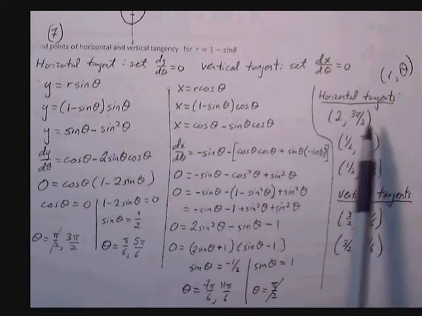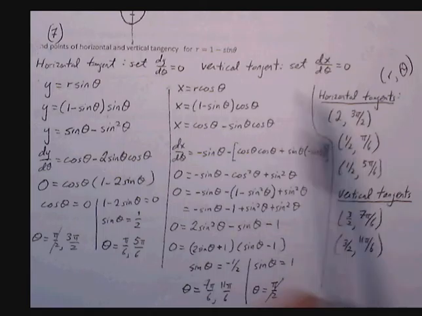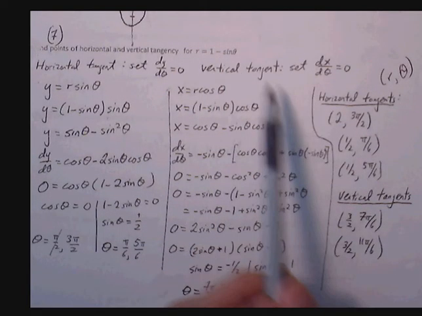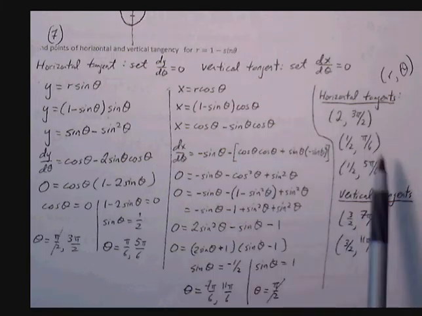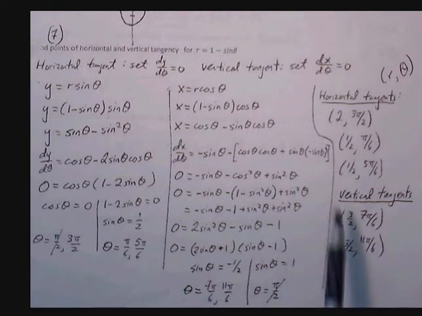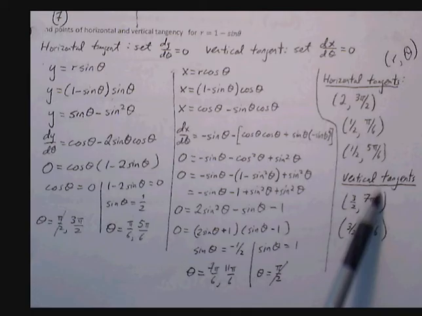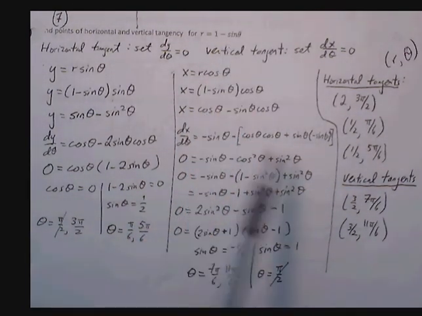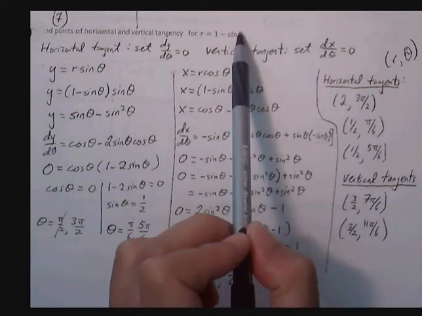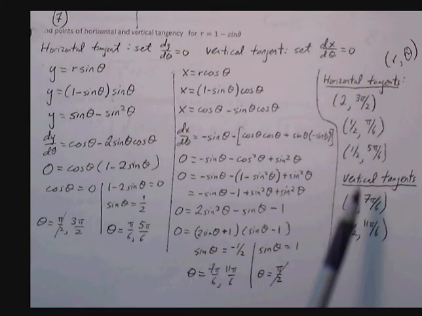Okay, theta is our independent variable, but the way it's presented is going to come as the second value here. All right, so if we plug 3 pi over 2 in for theta, we get r equals 1 minus sine of 3 pi over 2, which is equal to 2. Pi over 6 gives us 1/2. 5 pi over 6 gives us 1/2. And then 7 pi over 6, plug this in for theta, and we get 1 minus sine of 7 pi over 6, which gives us 3/2. And then same with 11 pi over 6, we get 3/2 as well.